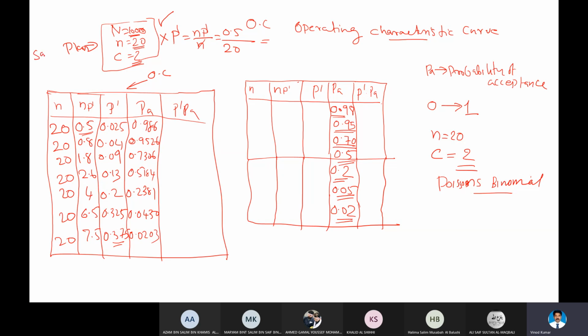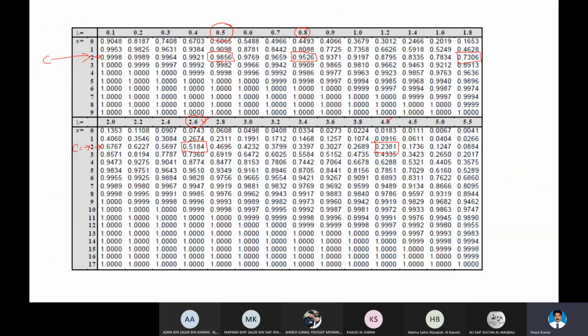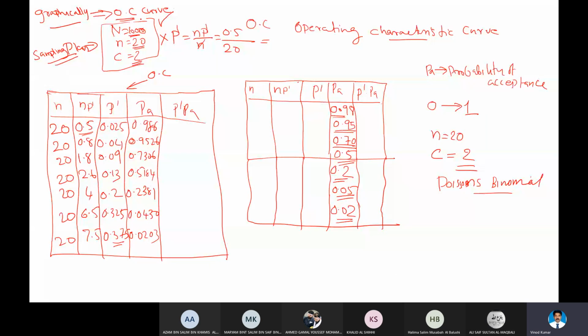This sampling plan can be represented graphically. Graphically means by graph. That graph we call it as operating characteristic curve, OC curve. Clear? Yes, Doctor. Now we have to draw this and how to draw it. That is the thing.